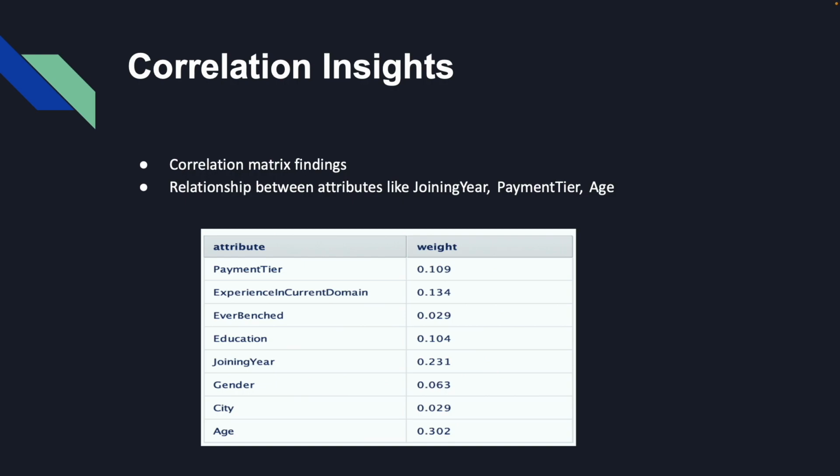For example, I found interesting patterns when examining the relationship between attributes like, say, payment tier and age, and their impact directly on retention. These insights are invaluable in tailoring retention strategies, and a company or business may strategize how they want to retain employees for their business.